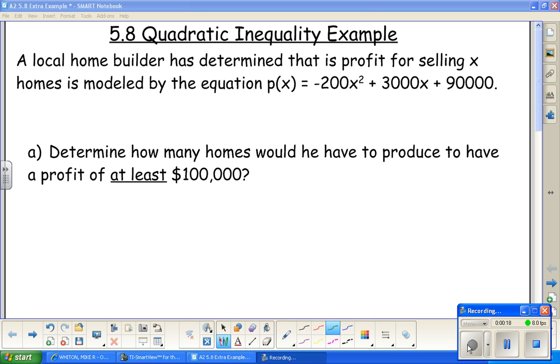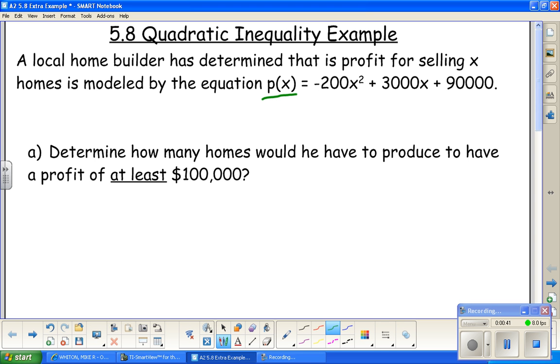And we would get the profit P of x equals this big function here, negative 200x squared plus 3000x plus 90,000. So our question is, determine how many homes he would have to produce to have a profit of at least 100,000. Okay, so this is an inequality. We want the profit to be at least 100,000, greater than or equal to 100,000.